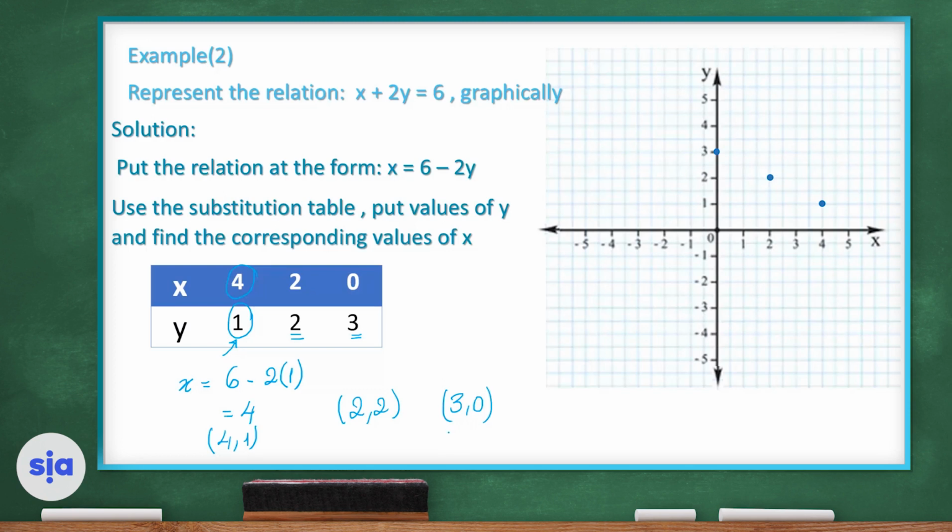We're going to plot these 3 points on the xy coordinate plane, and we connect between them. They're going to form a line. This is how we represent this relation on a graph. Let's now move to some special cases of the relations.